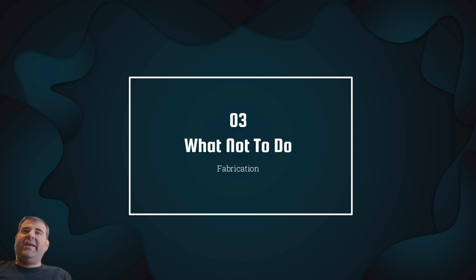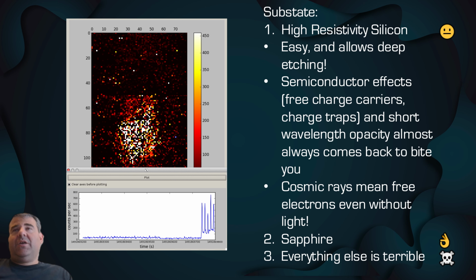All right, what not to do with fabrication. So the first and most important choice in fab is probably what substrate to use. Everyone's first choice is going to be silicon because everyone uses it for everything. High resistivity silicon is excellent. You can get 10 kilo ohm centimeter resistivities. It's not very expensive. It's single crystalline, with super low impurity densities. It allows deep etching like silicon micromachining.